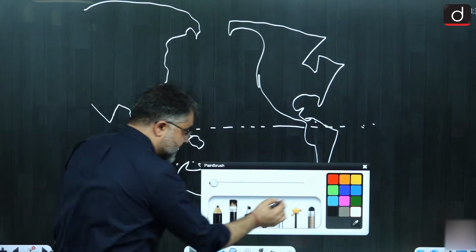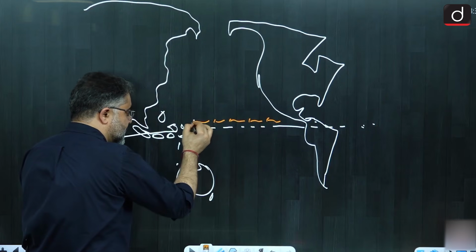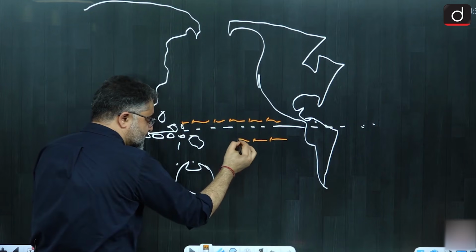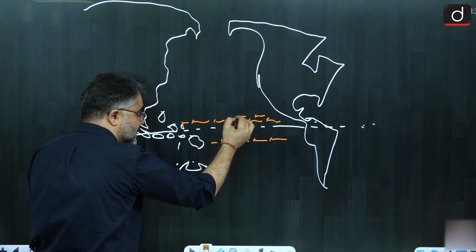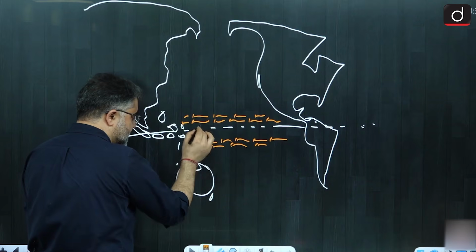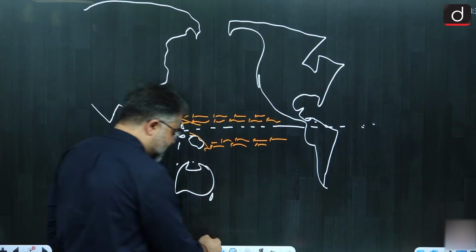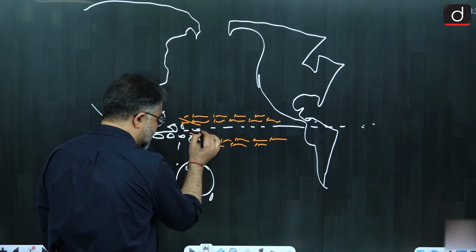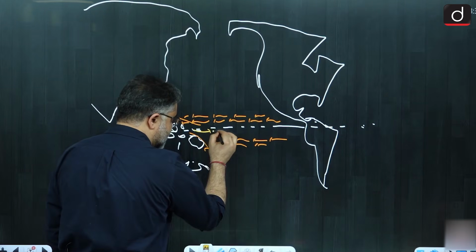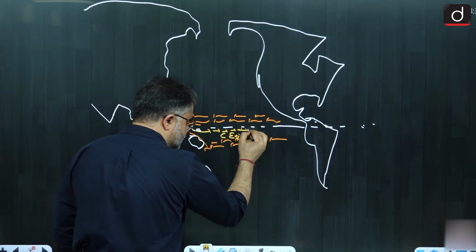Dhyan se sunna. Now here we have the current. What is that? North equatorial current and south equatorial current carrying huge volumes of water to the western side of Pacific Ocean. पानी का level यहाँ increase हुआ. To compensate that extra piling of water, there is some water movement exactly in backward direction at the equator. We call it the counter equatorial current.